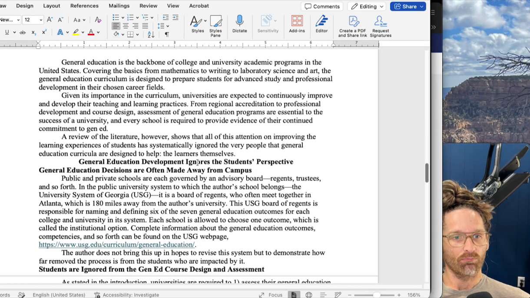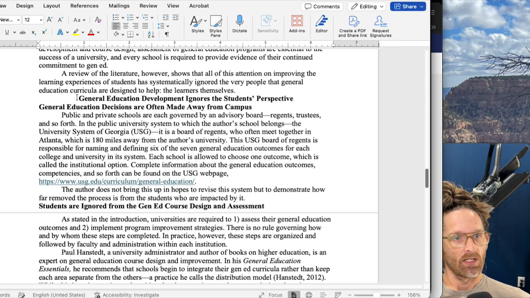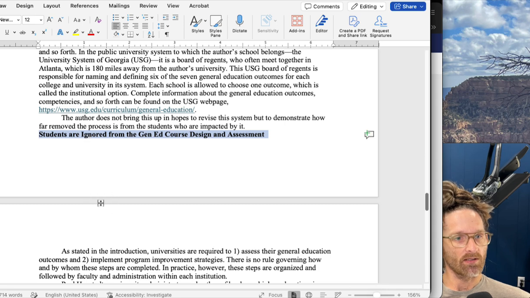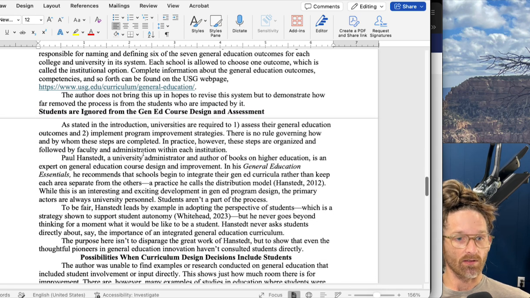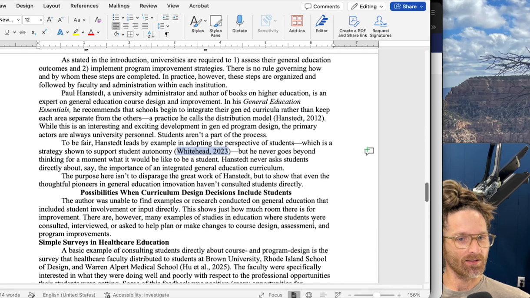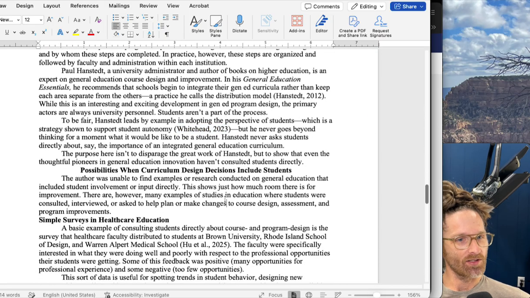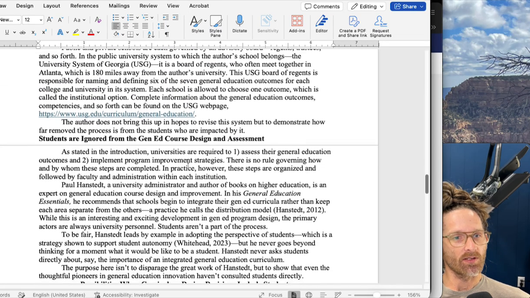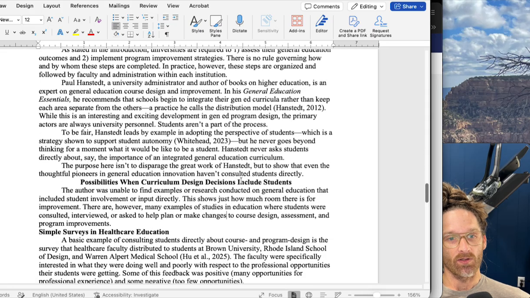And then the first main point, which is general education ignores students' perspective. And then I have 2 examples there. Decisions are made away from campus and students are ignored from course design and assessment. And I've got the examples that I've already talked about. And I found a way to work in my own book. So I cited myself there, a little tip for burgeoning academics who want to build their citations. So the problems, missing students, and then the next section, what happens when students are included.